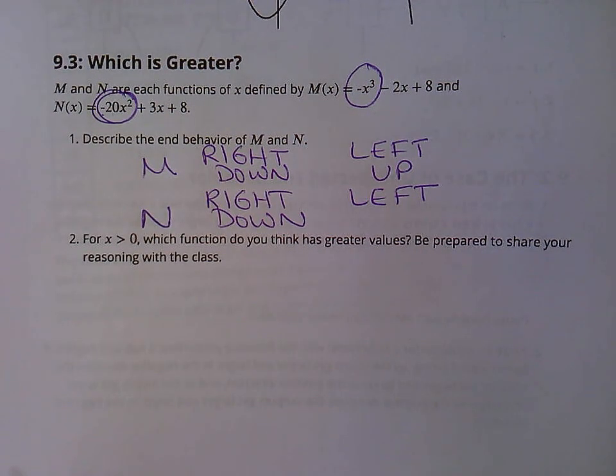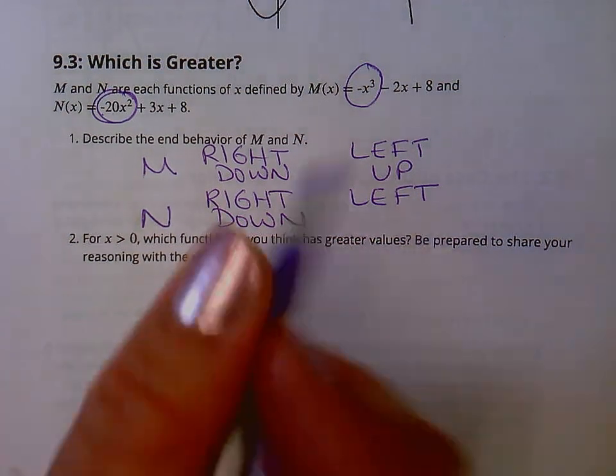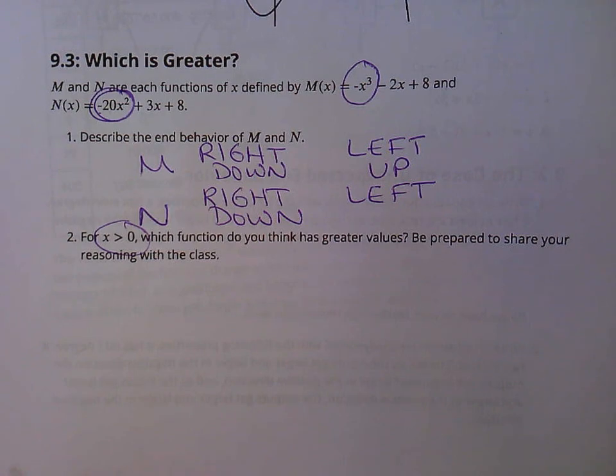It has to go the same direction. I'm not going to give you this so you can kind of see where we are. I'm not going to have you redo a bunch of stuff, but I can explain a couple things here. Okay, and then it says when x is greater than 0, so that means when x is positive, which function do you think has greater values?